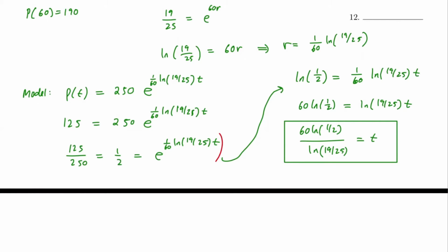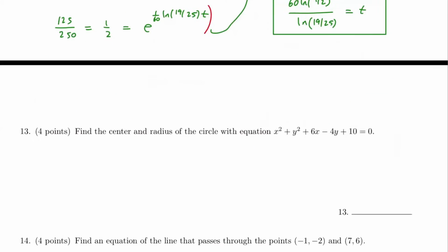Again, you can write this answer in multiple ways. Like right here, this could be written ln of 1 minus ln of 2. Ln of 1 becomes 0. So negative ln of 2 times 60 divided by ln of 19/25. But I think this is fine. You could leave it here. Okay, moving on to the next problem.